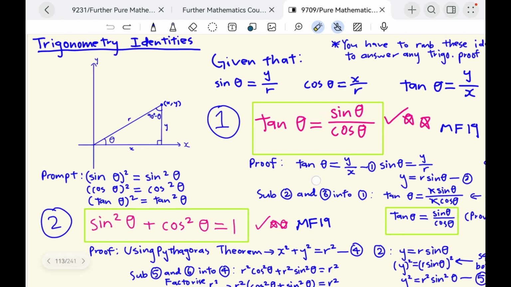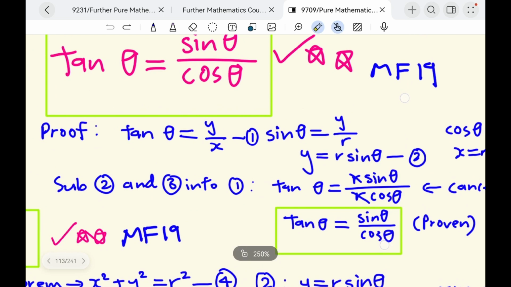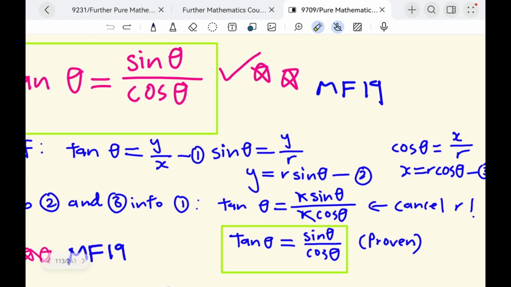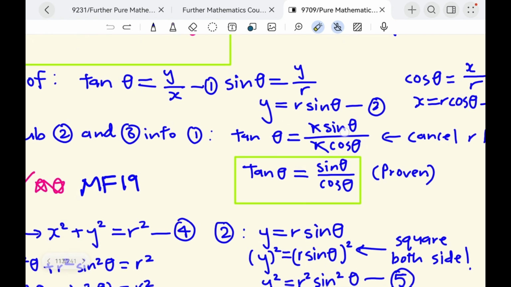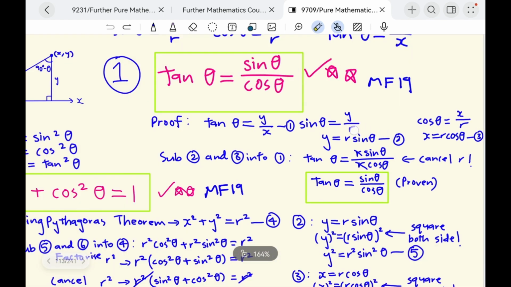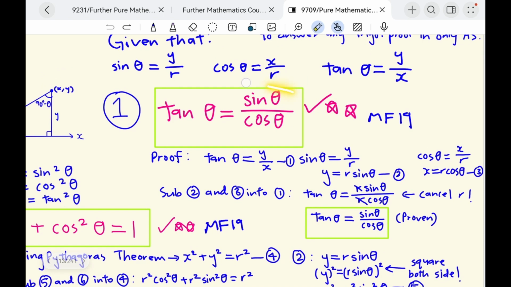So now you substitute the second equation and the third equation into the first equation. After the substitution and the simplification, by cancelling the r at both the numerator and denominator, you have successfully proved the identity that tangent theta equals sine theta over cos theta. But no worries, because this formula exists in your formula booklet MF19.